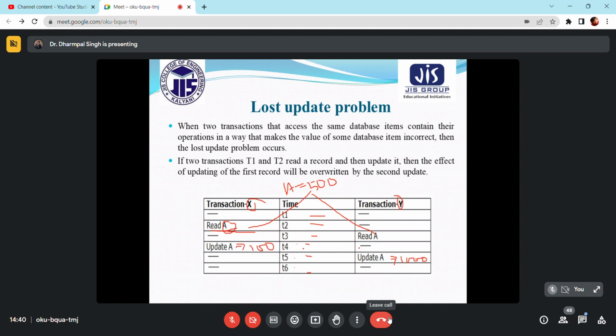But the update is lost. Suppose at T4 it reads the value 500, then adds 100, and it becomes 600. But the initial value for this other transaction is also 500, so it reads only 500 from the database and adds 1000 here. It becomes 1500. So whatever update was done by this transaction at time T4 is overridden by this transaction. So your actual value will become 1500 instead of 1600.